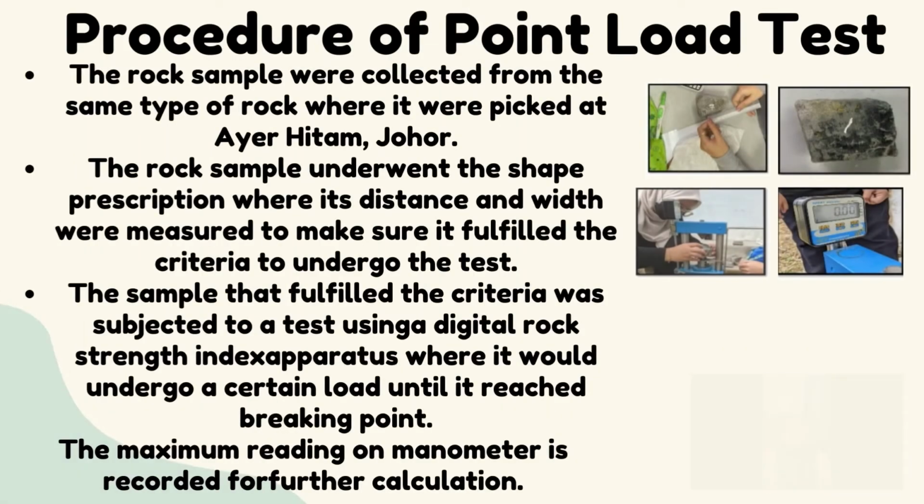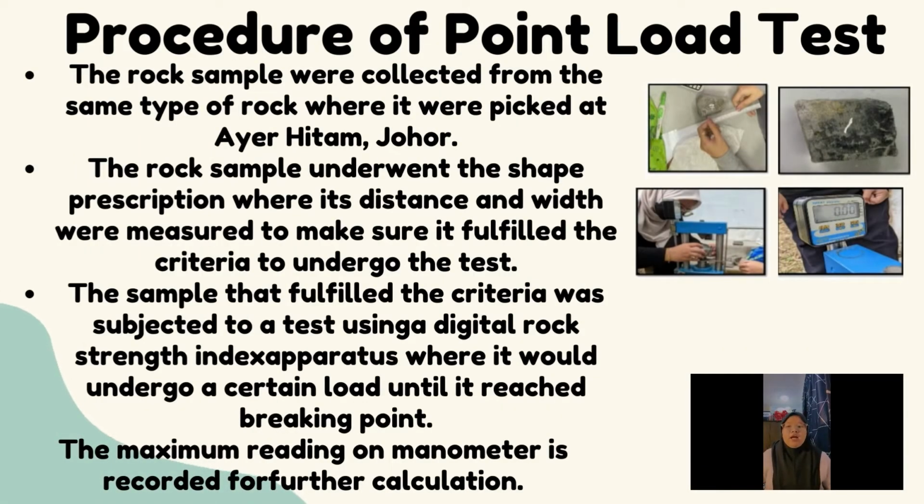The procedure of point load test is: first, the rock sample was collected from the same type of rock where it was picked at Air Hitam, Johor. Second, the rock sample underwent shape description where its distance and width were measured to make sure it fulfilled the criteria to undergo the test.